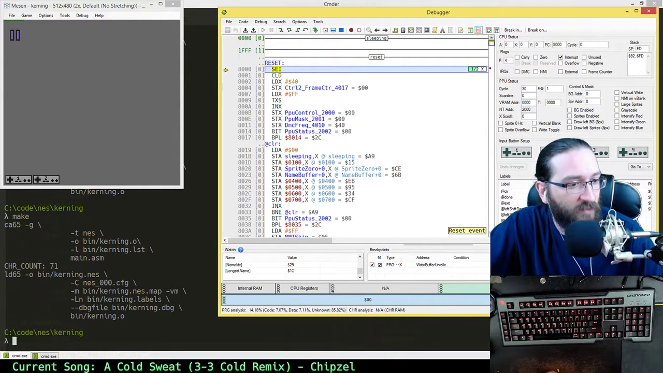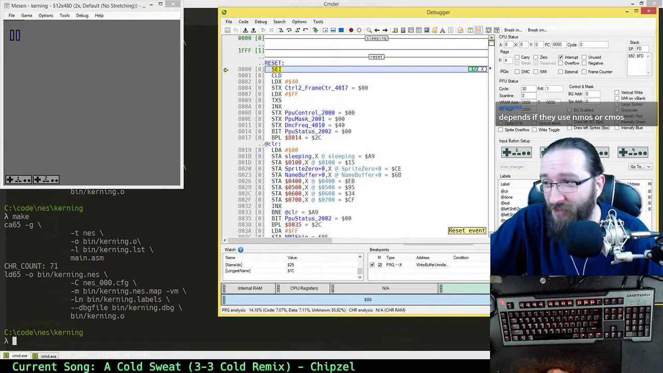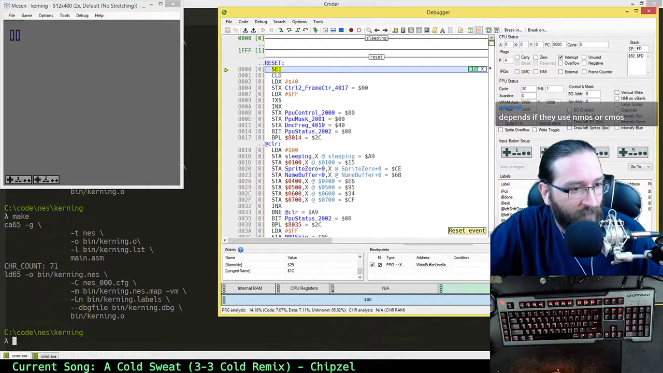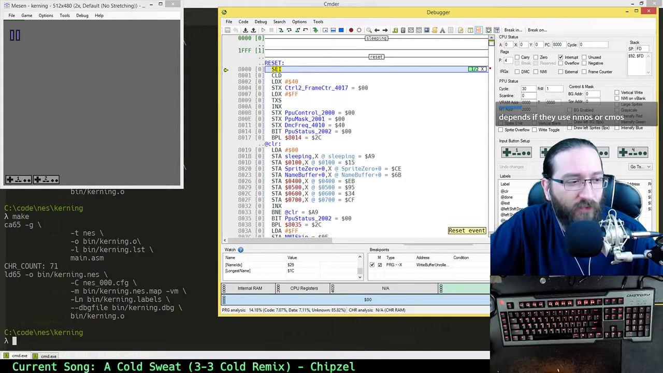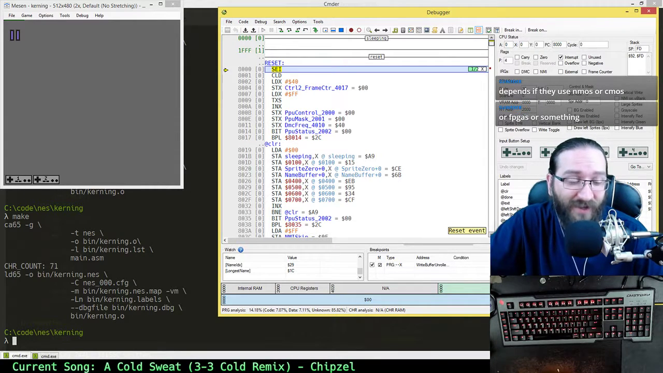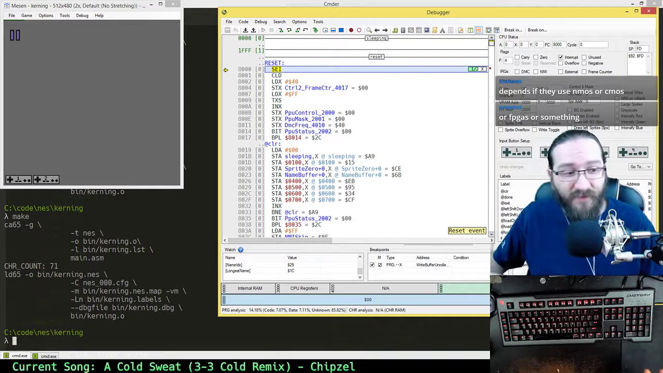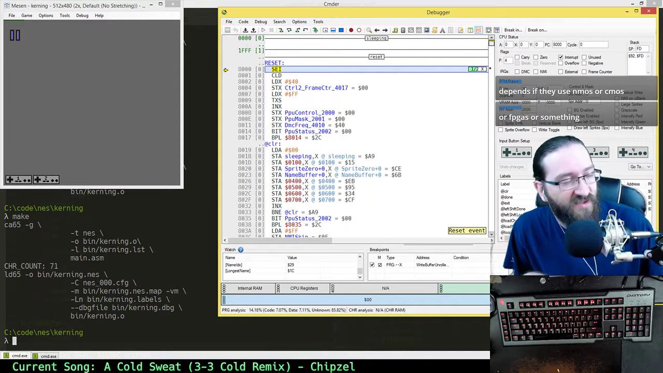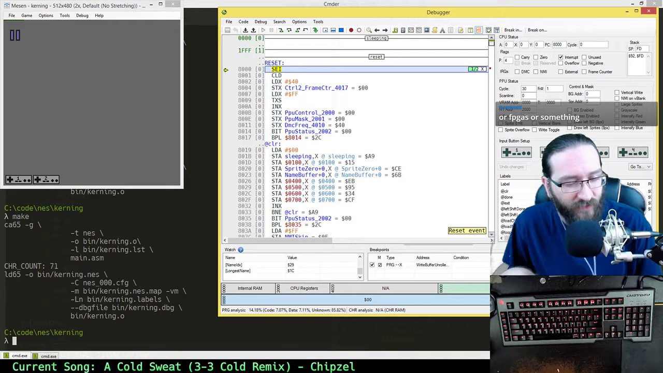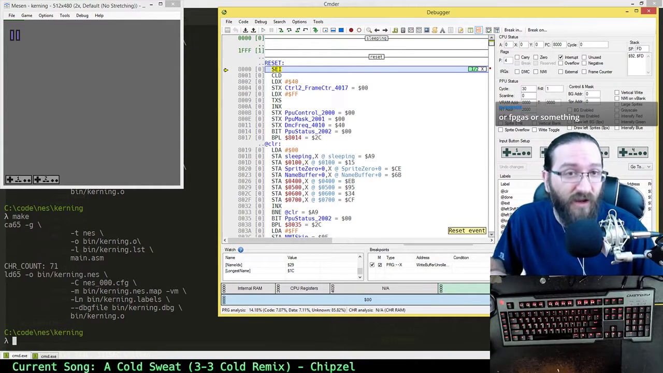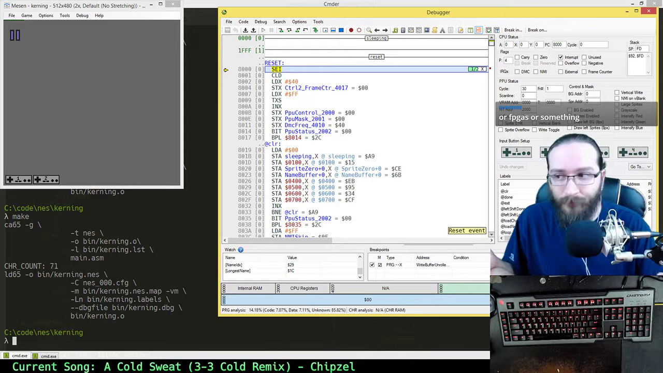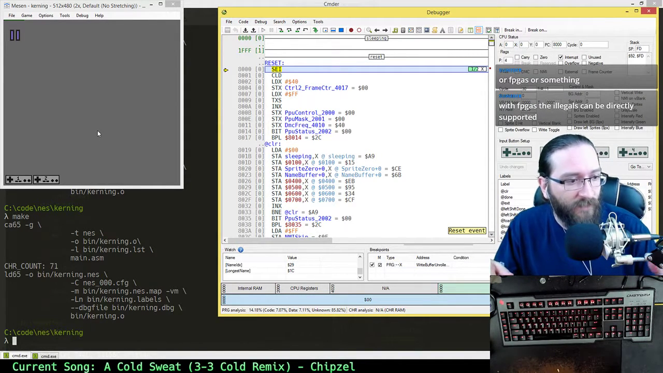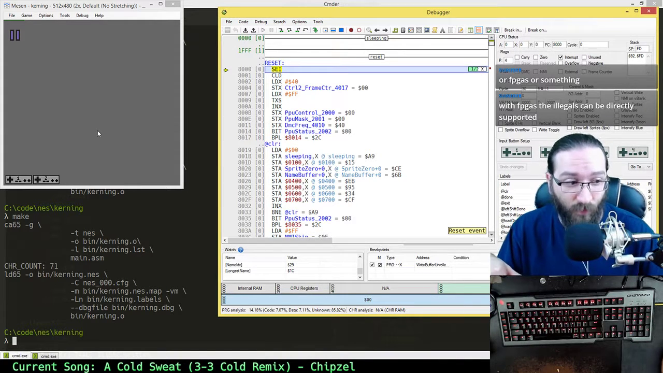I assume it would be doable to process Unicode in this system. It would. I mean, if you really wanted to, sure. I don't have nearly enough space for that, though. Yeah, it would be really expensive to deal with that. Depends if they use NMOS or CMOS or FPGAs. Yeah, it all depends on the clone system, and to really guarantee that whatever you write works, you use the most common configuration of things. Or not using the undocumented stuff. With FPGAs, the illegals can be directly... They can be, but it doesn't mean they will be.